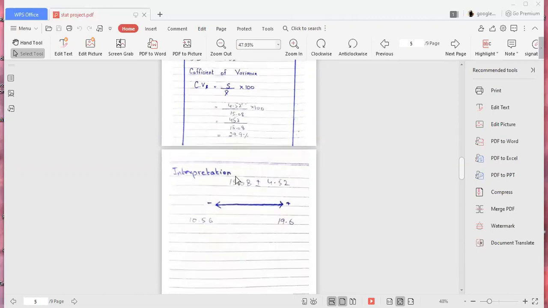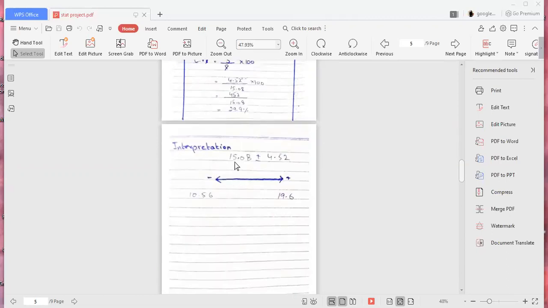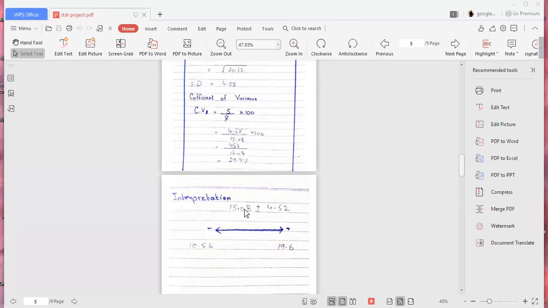Its interpretation is that our product lies between 15.08 plus minus 4.52. So 10.56 will be on the negative side, and 19.6 will be on the positive side.